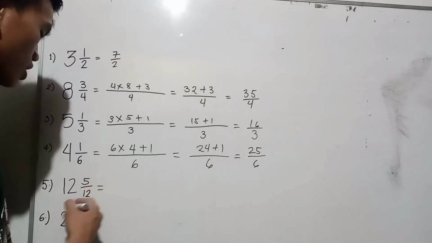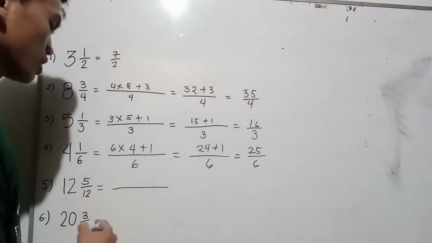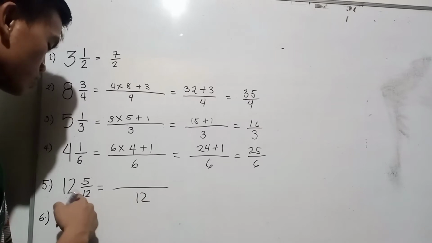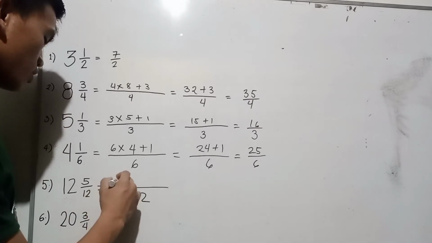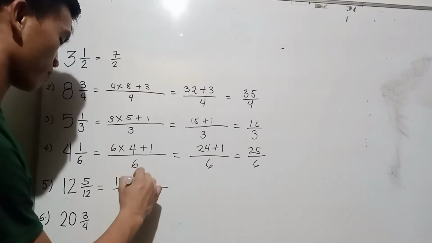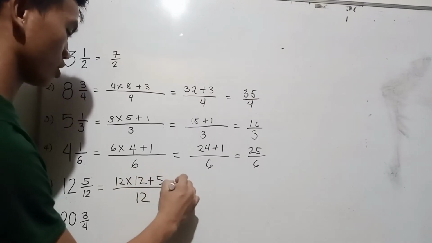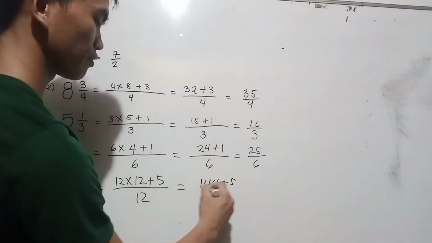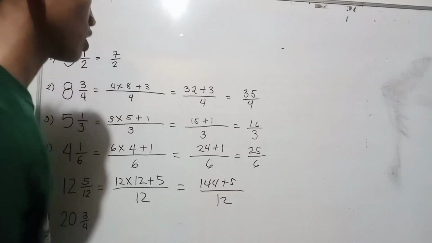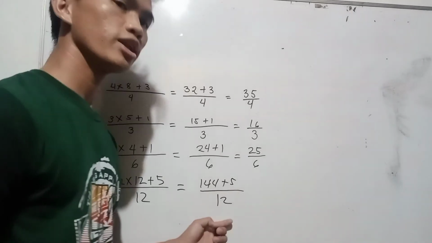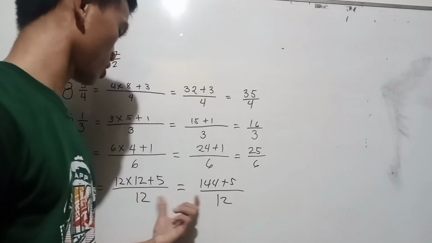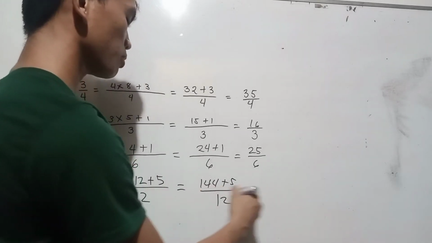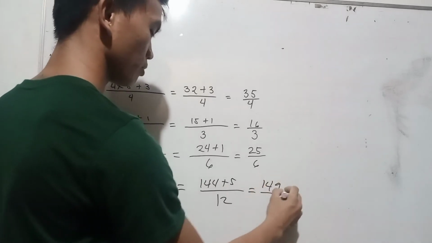Next is number 5. First thing I'm going to do is copy the denominator, which is 12. 12 times 12 is 144. Sorry. Okay, 12 times 12 plus 5. 12 times 12 is 144 plus 5 over 12. If you're good enough at mental addition like this, you can already know the answer. So 144 plus 5 is 149 over 12.